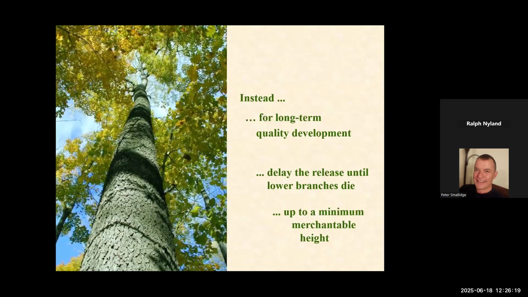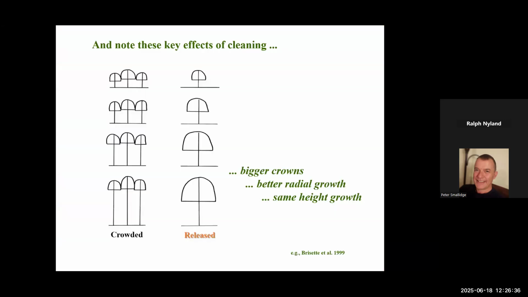Instead, we'd like to have long-term quality development, and we can realize that by delaying release until the lower branches die, usually up to some minimum merchantable height, so at least 17 to 20 feet perhaps. Note this also, the effects of cleaning. You get bigger crowns, you get better radial growth, but the same heights, at least for trees that are present in the main canopy of the sapling stand.